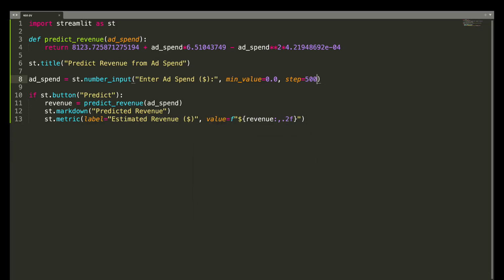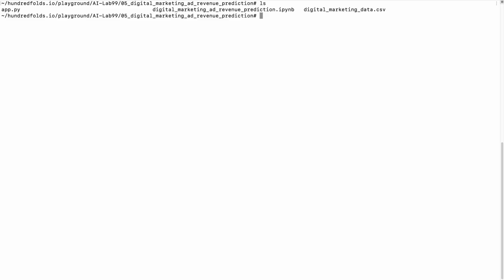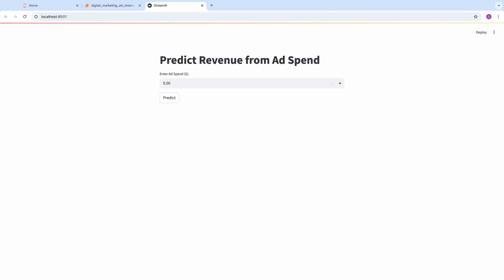All right, now that the code is ready, let's launch the app. I'll run the command streamlit run app.py. And here's our web page. We've got the title, an input box to enter ad spend, and a predict button. Let's try it out. If I enter, say, $2,000 and click on predict, the model estimates the revenue at about 19,456. And the best part is the tool is now interactive.